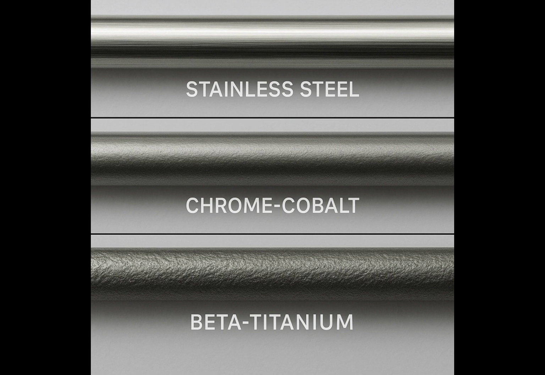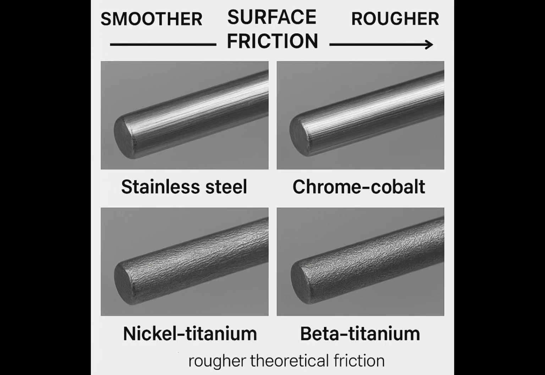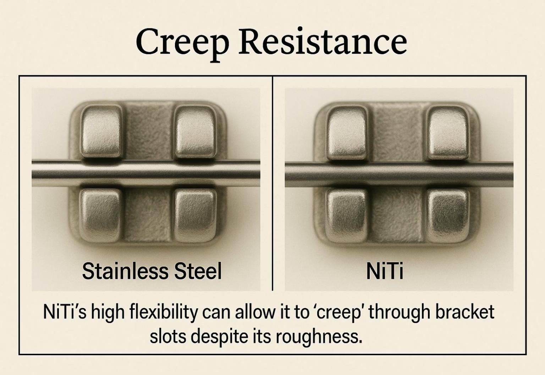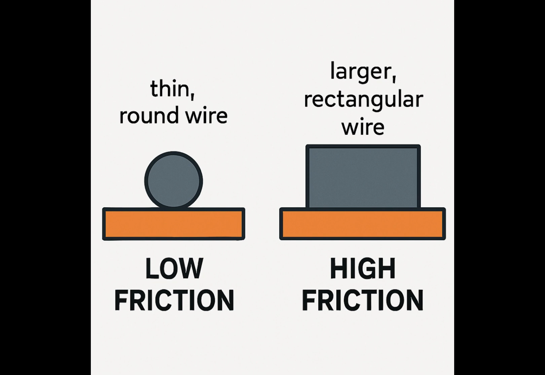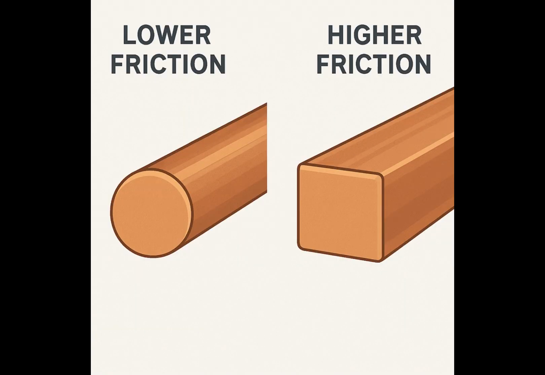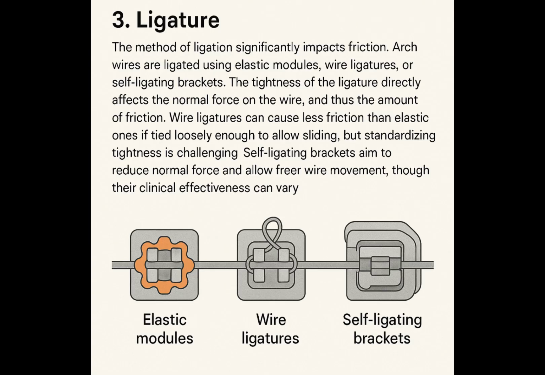Archwire properties, material. Wires like stainless steel and chrome cobalt generally have smoother surfaces and thus lower theoretical friction compared to nickel titanium, NiTi, and beta titanium wires, which have rougher surfaces. However, NiTi's high flexibility can allow it to creep through bracket slots despite its roughness. Size and cross-section. Larger wire sizes and rectangular wires generally cause higher friction than thinner, round wires.